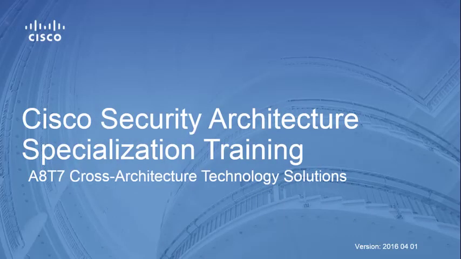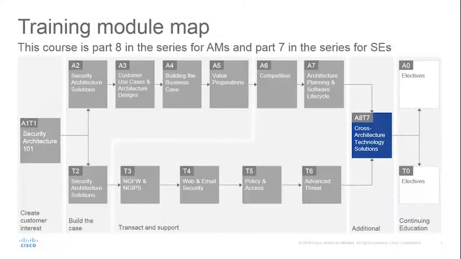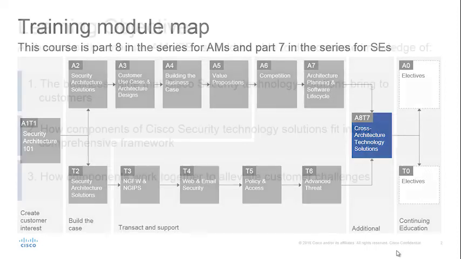Welcome to the Cisco Security Architecture Specialization Training, A8-T7 Cross-Architecture Technology Solutions. This course is Part 8 in the series for account managers and Part 7 in the series for systems engineers. Before beginning this module, please make sure that you have completed either A7 or T6, which provide foundational information.